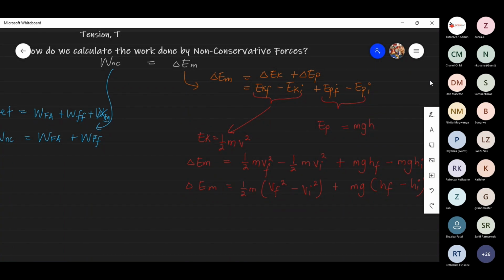Now, something important to take note of in this section is that height is important. Height is your gravitational potential energy part. So when you're dealing with height, in order to differentiate between initial and final height, you go back to where the object started. The starting point of that object is the initial height. The ending point of that object is the final height.